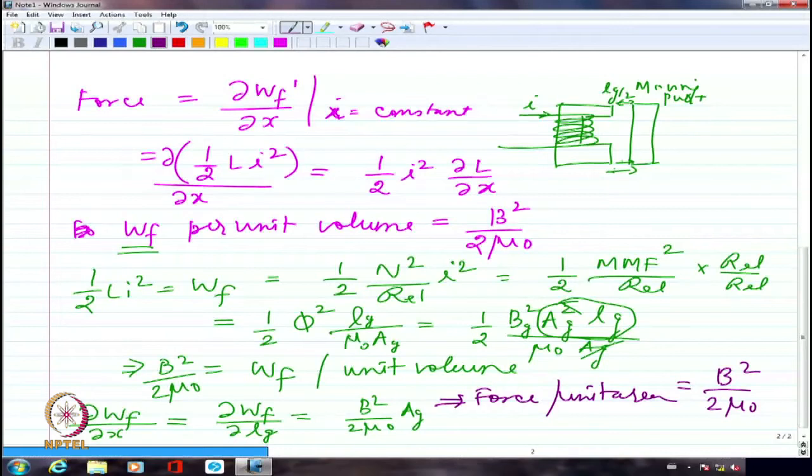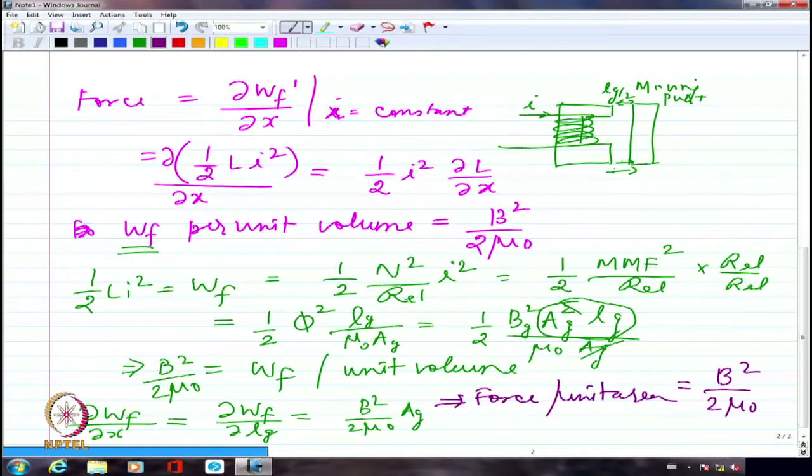So we are just making some jugglery so that we arrive at expressions which are more comprehensible in terms of flux densities. Because finally, you may be given a material whose maximum flux density is so and so, in which case you would be able to calculate the maximum force it can develop, provided I pass sufficient current to drive it to the maximum flux density. So as long as I operate with a limitation on flux density, I also have a limitation on the maximum force I can develop for a given material, per unit area. Of course, if I increase the area, I will definitely get more force.